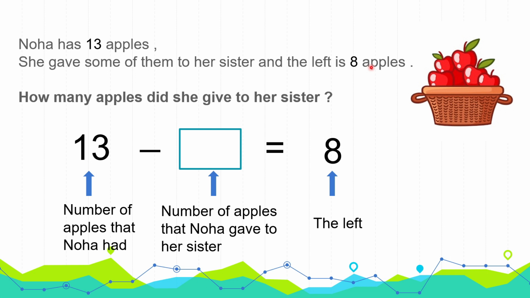How many did she give? In the same way, the smallest number is 8. We're going to count to reach number 13 after 8: 9, 10, 11, 12, 13. I have 5 fingers on my hand.